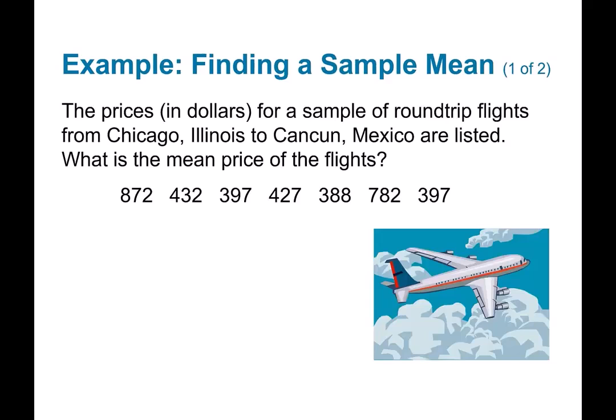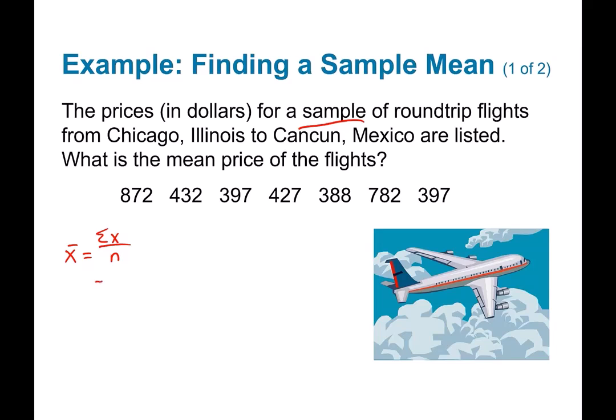So let's look at an example and calculate this sample mean. Prices in dollars for a sample of round trip flights from Chicago, Illinois to Cancun, Mexico are listed. And we want to know what is the mean price of these flights. So remember, to find the mean, in this case we know this is sample data, so our mean is going to be x bar. So to calculate the mean, it's always going to be the sum of the data values divided by sample size, in this case little n.